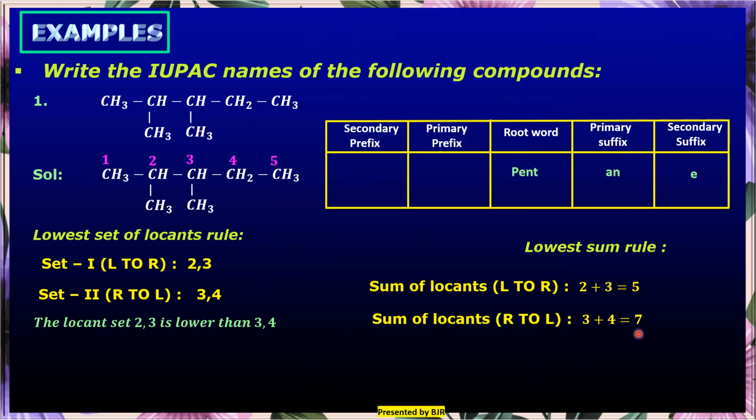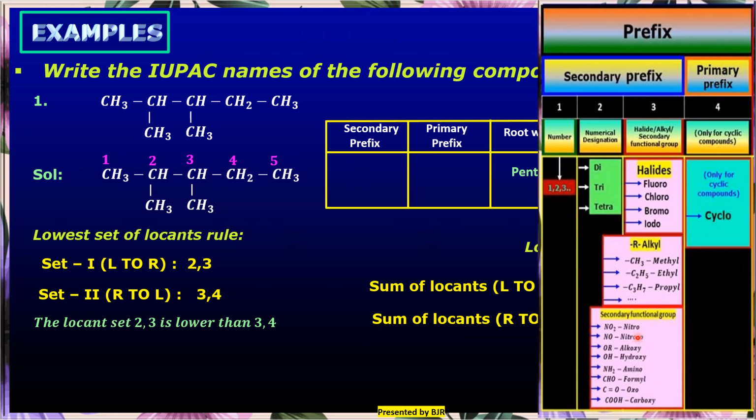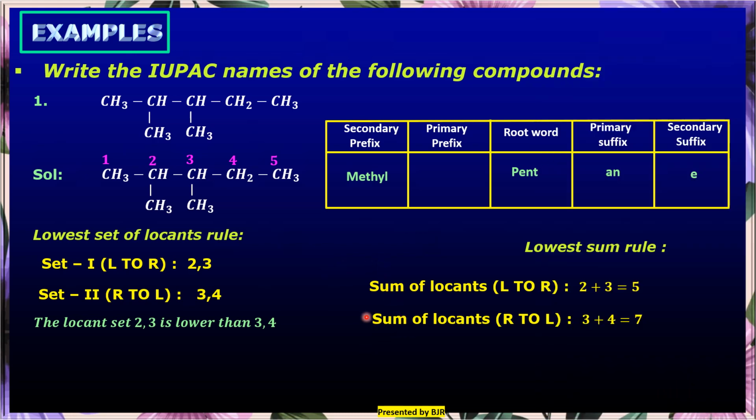So e. And the secondary prefix is methyl. 2 methyl groups have been attached to the second and third carbon atoms. So methyl. So the IUPAC name of this compound is 2, 3. These are the numbers. Di is the numerical designation. 2, 3-dimethylpentane. Okay.